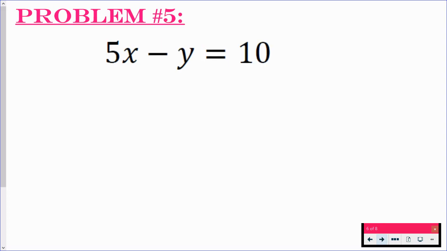Problem number 5. Remember, I hope you're doing these at home as you're watching the video. Remember, maybe pause it, try it on your own, and then check in to see if you get the right answer.